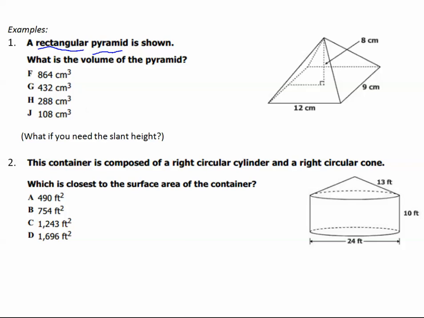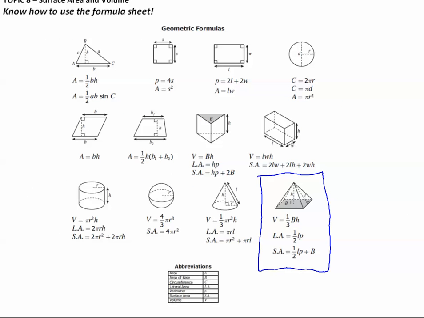Now, luckily, we have been told exactly what we want. We want the volume of the pyramid. So right now, you go back to your formula sheet, you look up, and you say, okay, I need volume. Look here, volume is V. We need this right here.